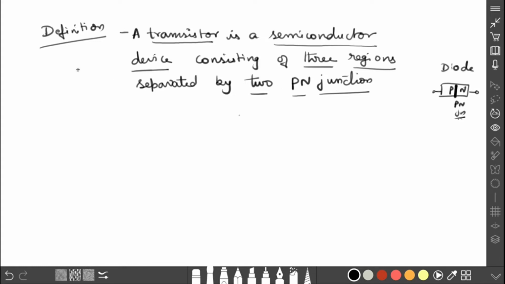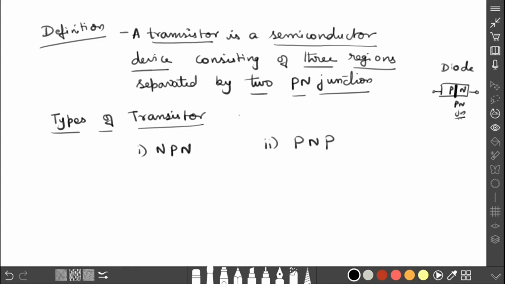Okay, so now you have an idea about the definition part. How can we explain this? For that, I am going to discuss the types of transistors. There are two types of transistors available. The first one is the NPN transistor and the second one is the PNP transistor. The first one is NPN and the second one is PNP.